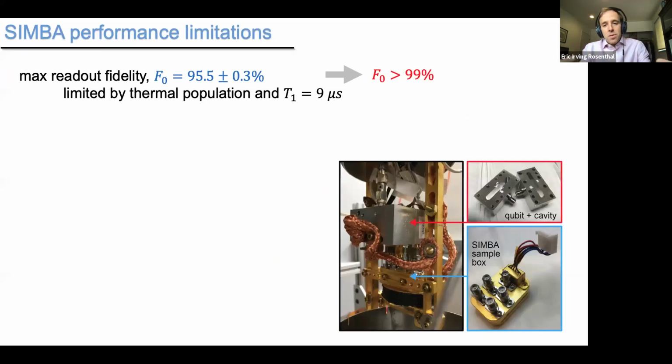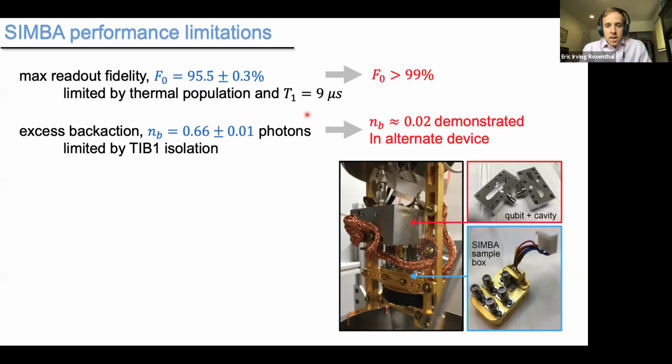So now that we've seen the performance of our measurement, let me tell you about its limitations. Most of the readout infidelity seems to be a combination of a few percent thermal excited state population in the qubit, limiting our preparation, combined with a relatively short 9 microsecond T1 time. So the qubit decays from its excited state to the ground state during our measurement or before our measurement.